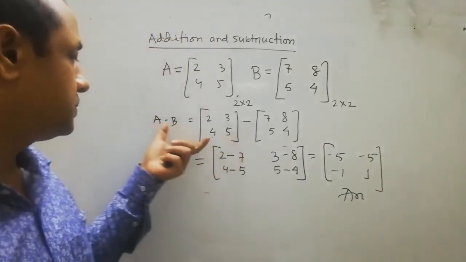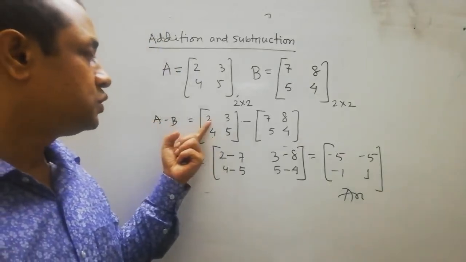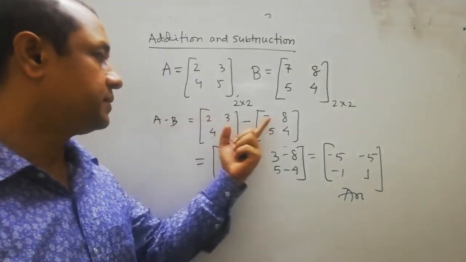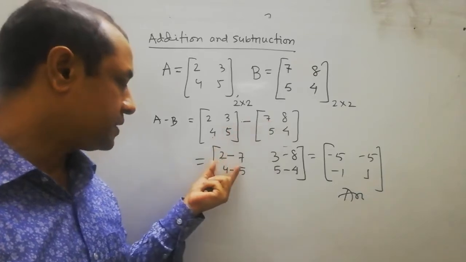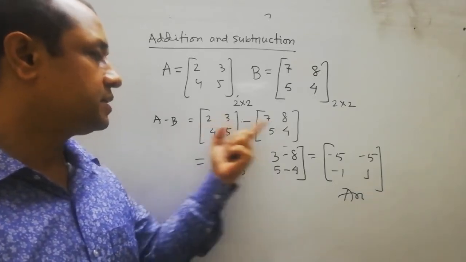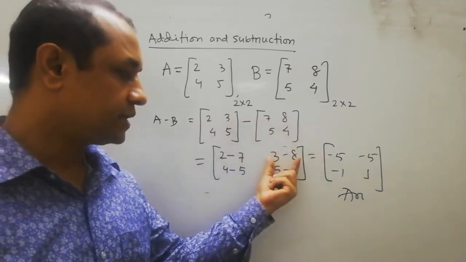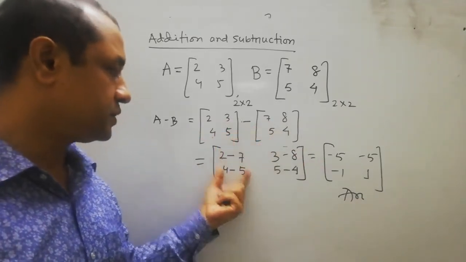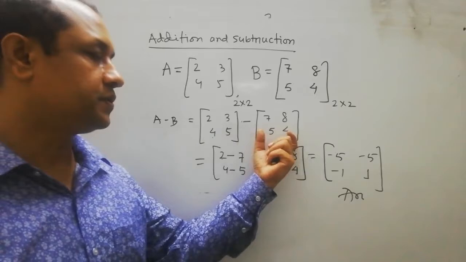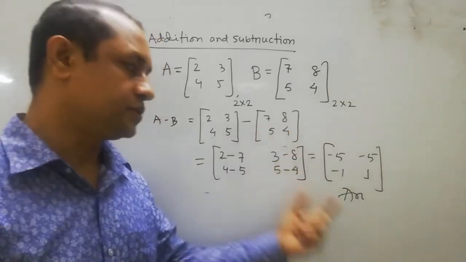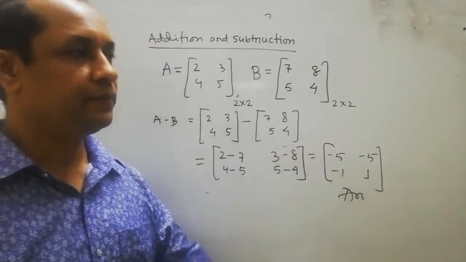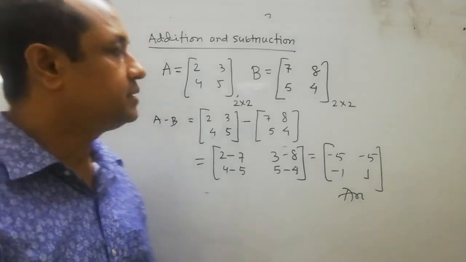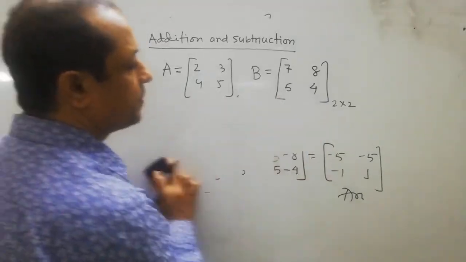I say again, students, here A minus B: first entry minus first entry, so first position; second entry minus second entry, so second position; third entry minus third entry, so third position; fourth entry minus fourth entry, so fourth position. Now let us see another example, students.